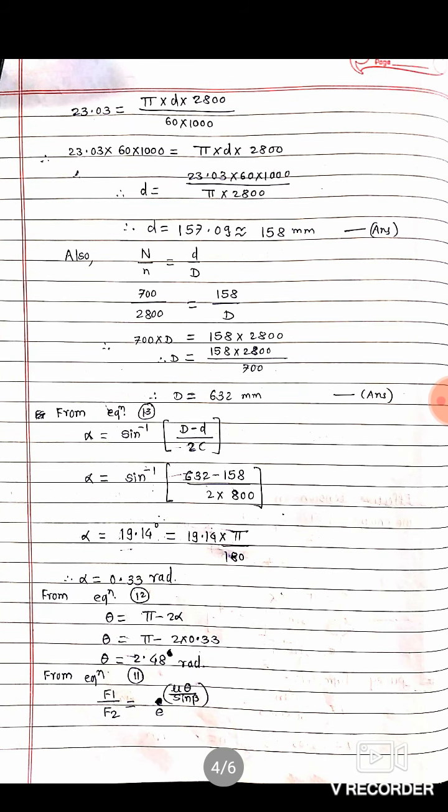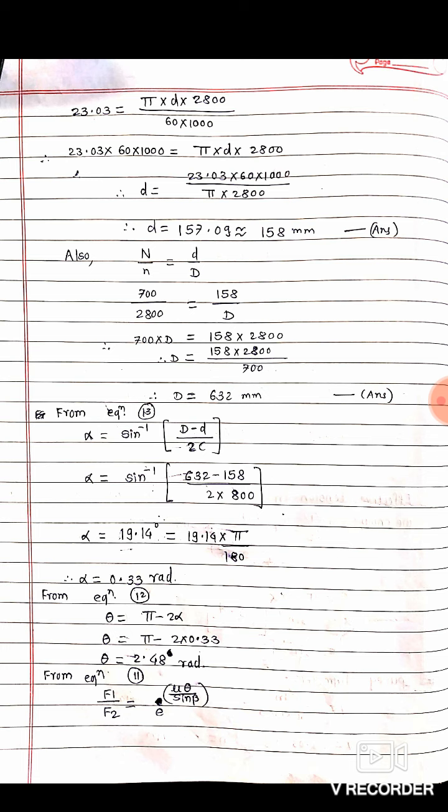We substitute this in the equation, so 23.03 is equal to pi into d into 2800 divided by 60 into 1000. We take 60 into 1000 on the left side, so 23.03 into 60 into 1000 is equal to pi into d into 2800. Therefore d is equal to 23.03 into 60 into 1000 divided by pi into 2800. Therefore d is equal to 157.09, which is nearly equal to 158 mm. This is our first answer.